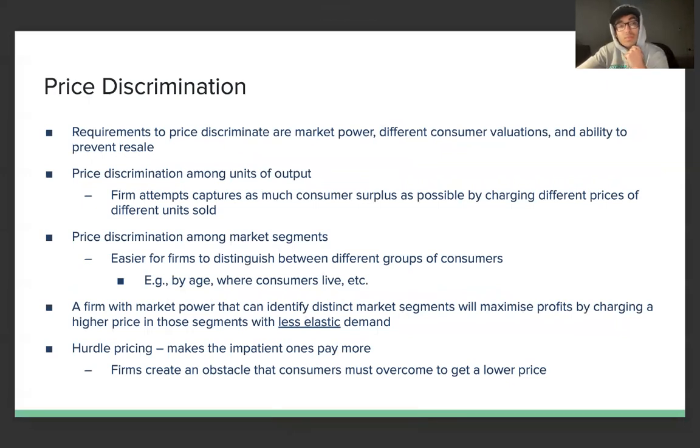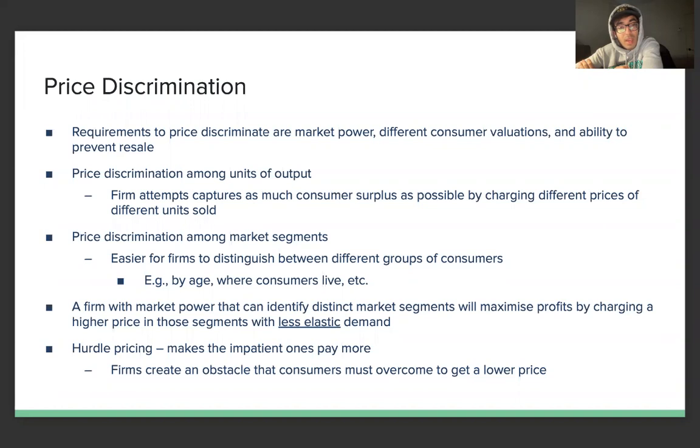And then monopolists can easily price discriminate, and the ability to price discriminate can actually help a monopolist get the most out of its consumer base in terms of profits. And you can discriminate on the basis of units, different market segments, like age, demographic, geographical location. There are many categories using which you can price discriminate.